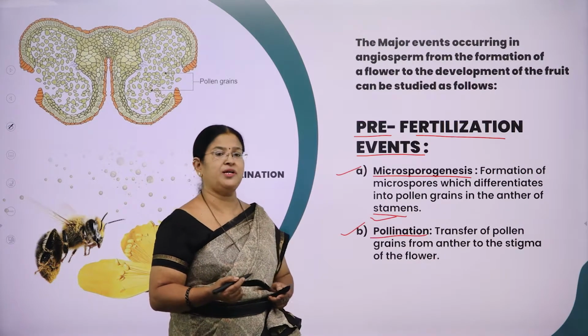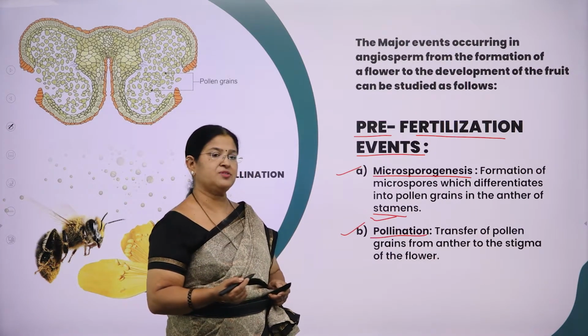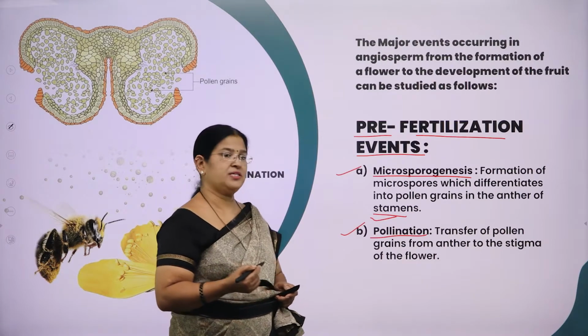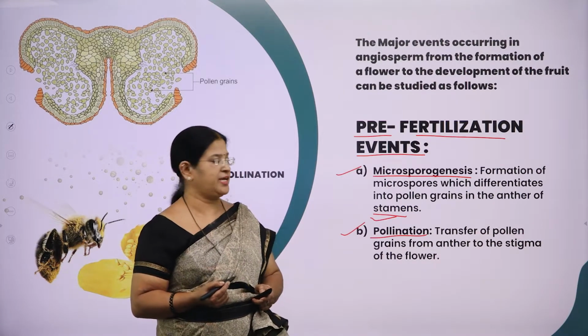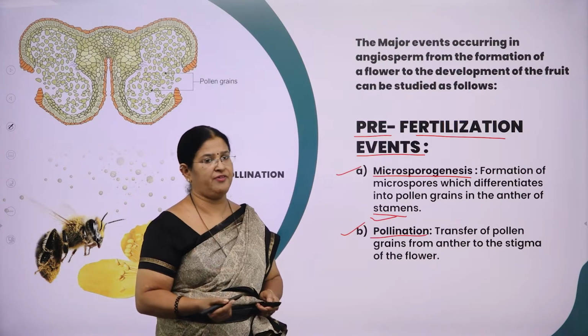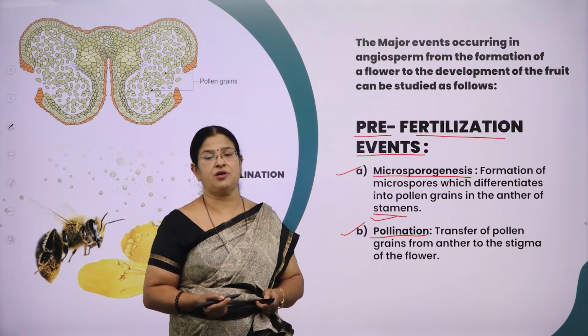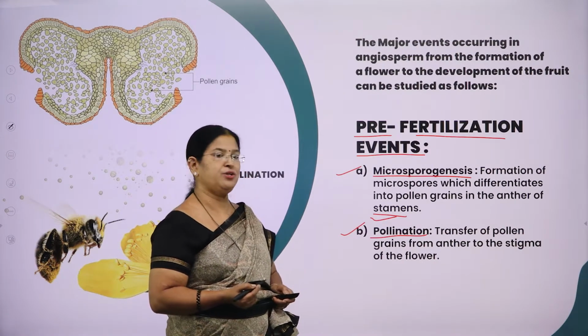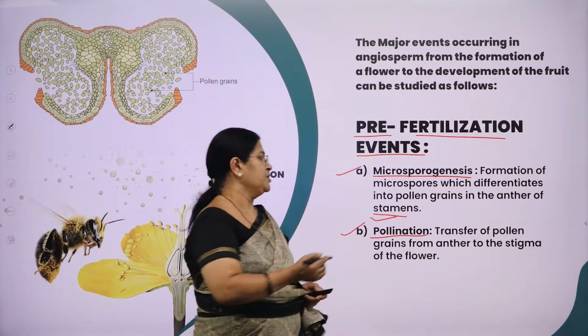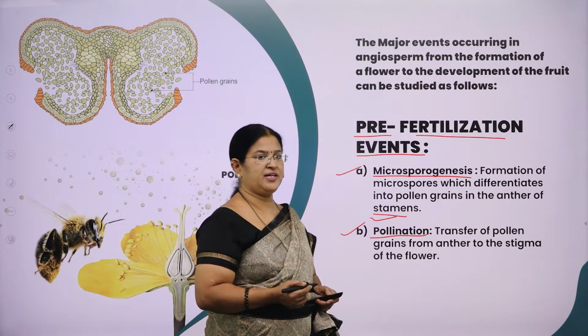What is pollination? Pollination is nothing but the process of transfer of the pollen grains from the anther of a flower to the stigma of the same flower or a different flower, where we call it self-pollination or cross-pollination, or we call it xenogamy or allogamy. So, what are the very important pre-fertilization events?